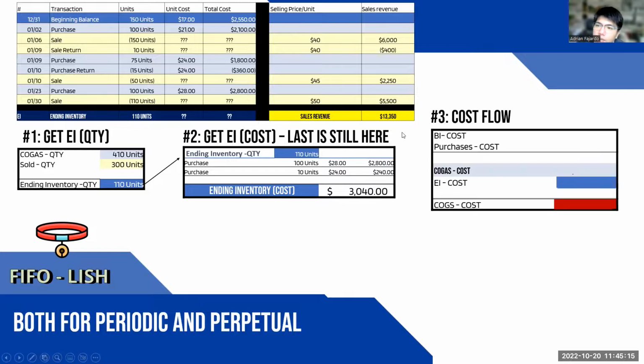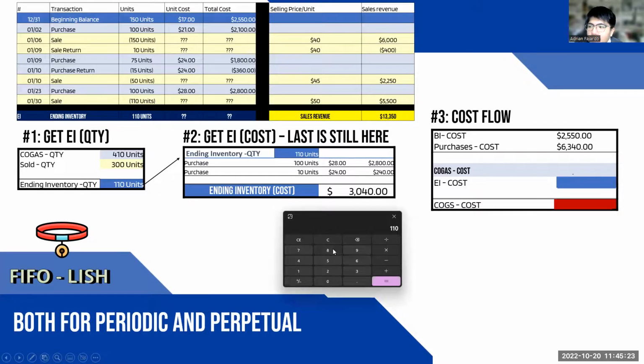We plug in the cost flow. What is the beginning inventory cost? It's 2,550. The purchases, this is what we need to find out. How did I get 6,340? It's 2,100 for purchase 1 plus purchase 2 of 1,800.